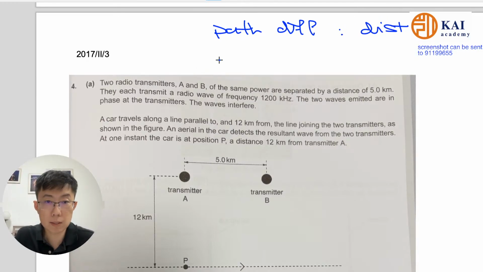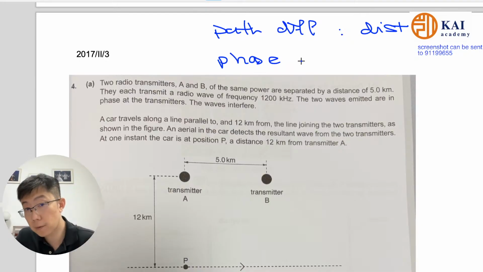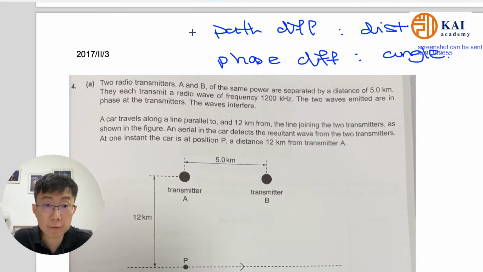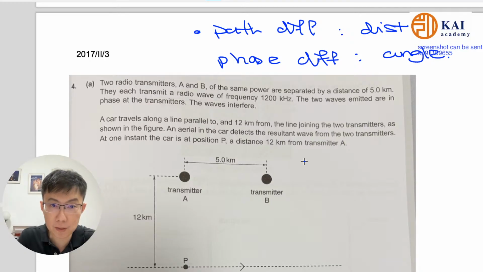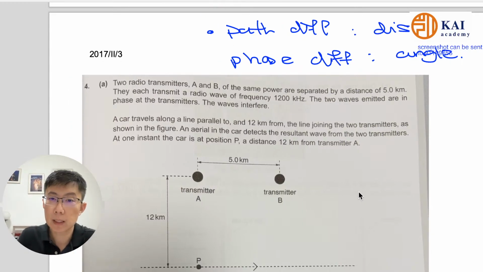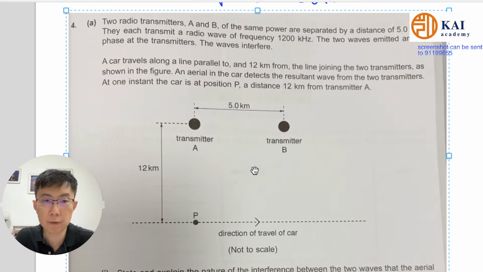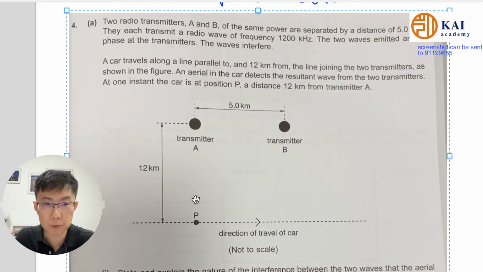So path difference is distance. Phase, which corresponds to something called phase difference, is an angle. Now if you're going to find path difference, there must be two things, otherwise you won't be finding a difference. Let me use this question below. There are two radio transmitters A and B, with the same power, separated by a distance of 5 km. You are given the frequency that the sources are emitting the signal at, and there is a car. This car travels along a line parallel to and 12 km away from the line joining the two transmitters as shown.